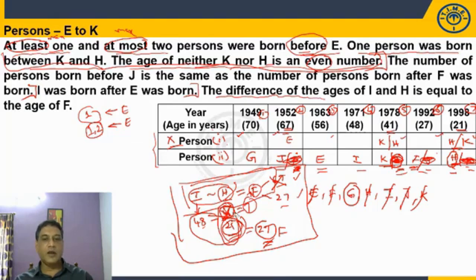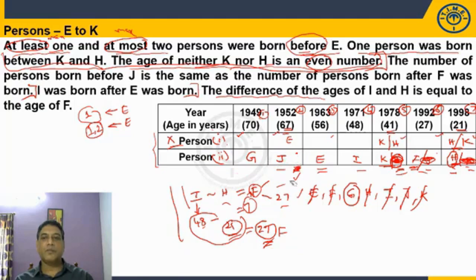So 48 and 21 are the ages of I and H. Hence the age of F should be 27. It cannot be 67, so we remove F from here and we have taken F here. In this process, we also came to know that the age of H should be 21. So we remove H from here and we have written H here. So this is how we got the complete arrangement.